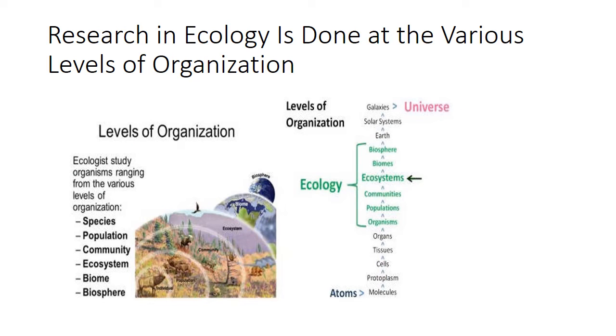Research in ecology is done at the various levels of organization. You see there what levels of organization you know: atoms, molecules, cells, tissues, etc. The right part of this chart shows you these levels of organization from bottom to top. Cells, tissues, organs, organisms, populations, and then something that we did not discuss, a term that we're just introducing: communities, ecosystems, biomes, biosphere.